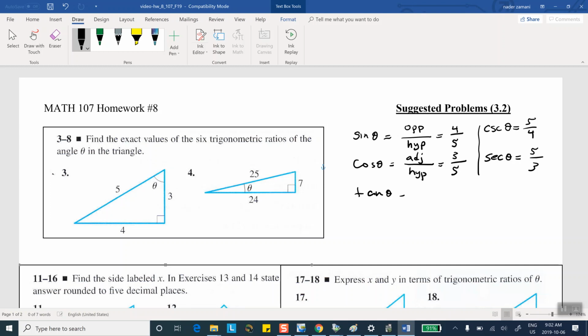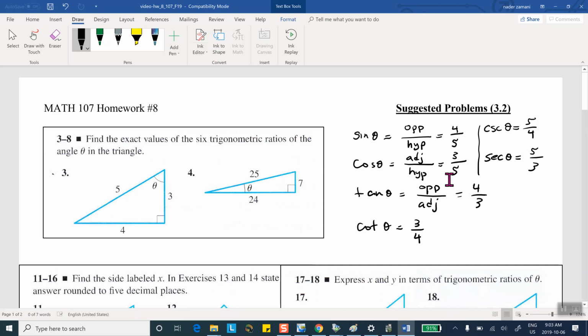Tangent of theta is opposite over adjacent. So this is going to be the opposite to theta, for problem 3, is 4. Adjacent is 3. And of course, cotangent of theta is 1 over that, so it's going to be 3 over 4. Okay? So that takes care of number 4.